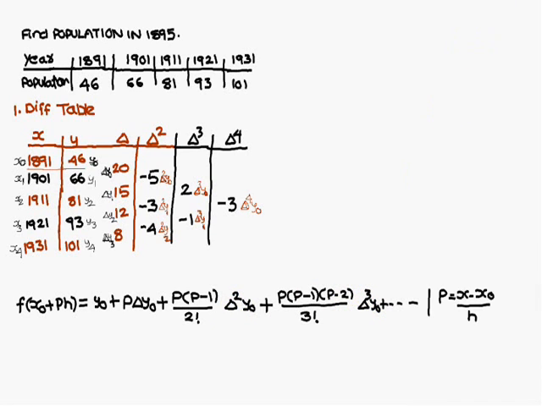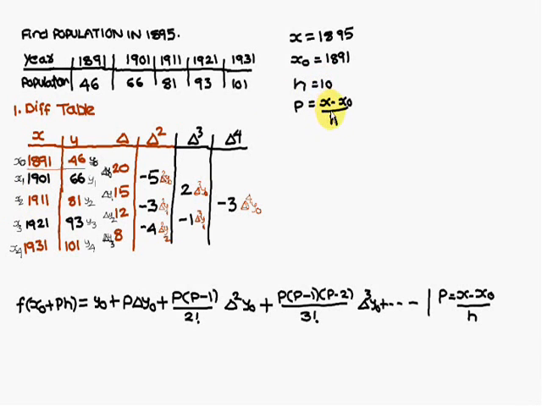Okay, where p value is (x minus x naught) by h. So x is equal to 1895, because we have to find out the population in 1895. Therefore x value is 1895. X naught value is 1891. H is equal to 10 because between 1891 and 1901 the difference is 10. Similarly 1901 and 1911, it is 10. Therefore h is equal to 10.